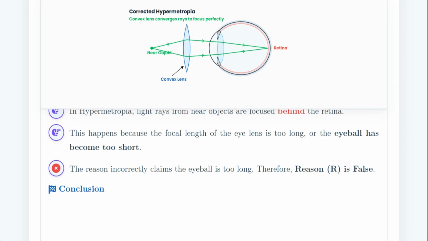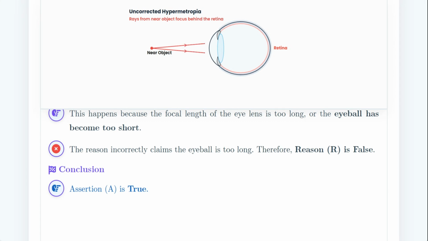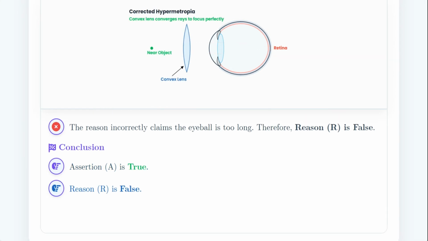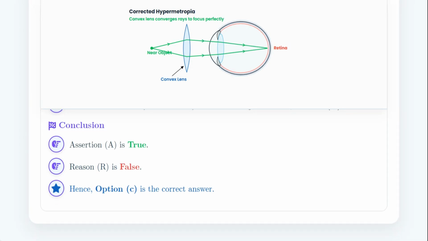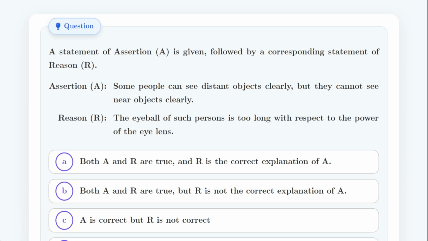What is our final conclusion? Assertion A is true, but reason R is false. Hence, option C is the correct answer. Now please select the correct option above.